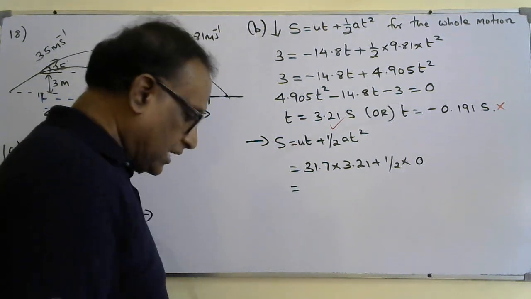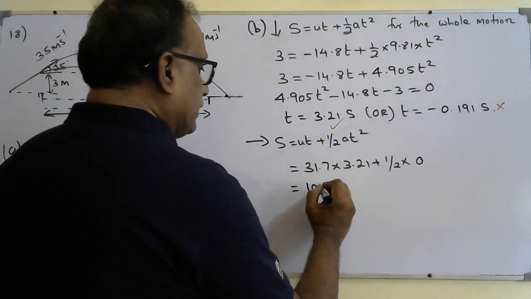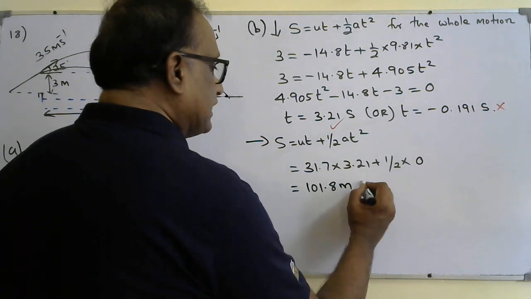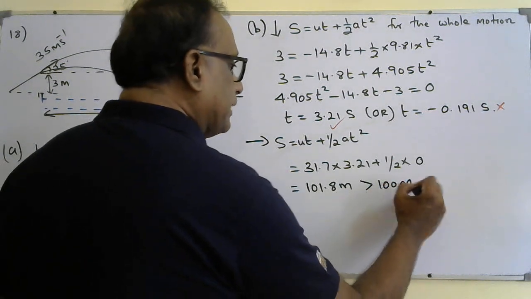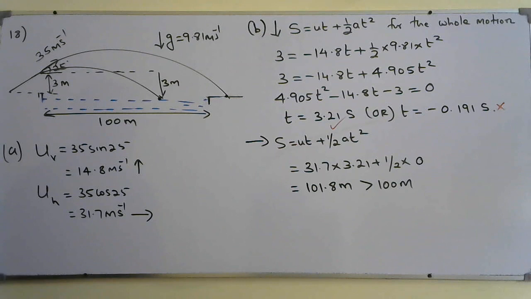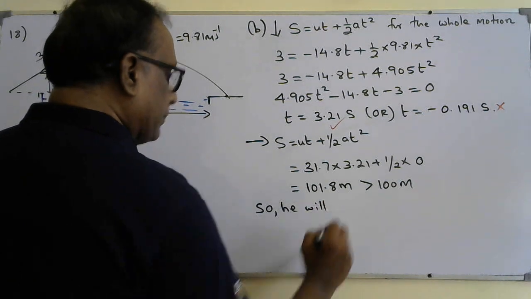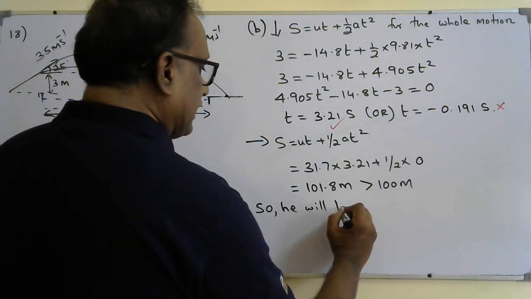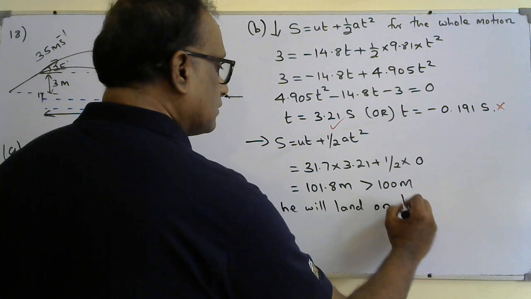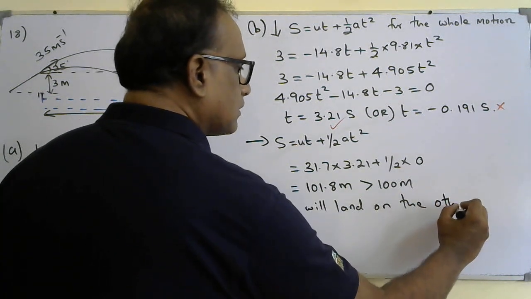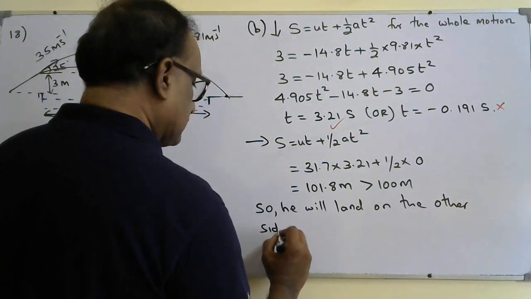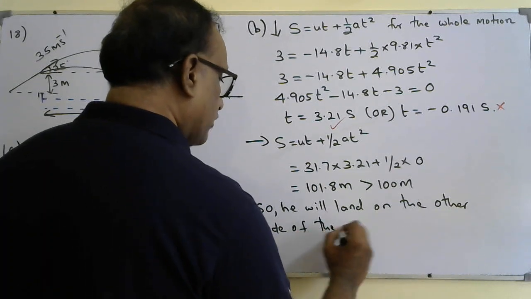Solve it. You will get 101.8 meters, which is greater than 100 meters. So that means his horizontal range is greater than the width of the river. So he will land on the other side of the river bank. So you can give the conclusion. So he will land on the other side of the river bank.